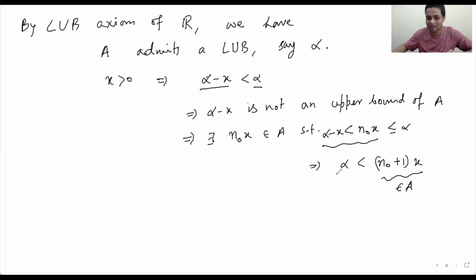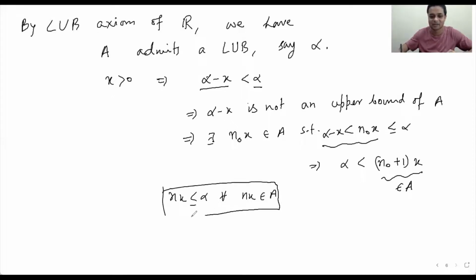In particular, alpha is an upper bound, so nx is less than or equal to alpha for all x belonging to A. But we have this because alpha is the least upper bound. But here what we get is alpha strictly less than (n naught plus 1) times x, which is an element of A. So this is a contradiction. So by contradiction, we conclude the proof. Okay, this completes the proof.